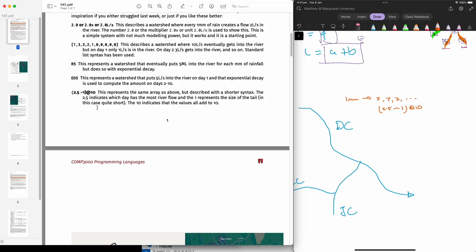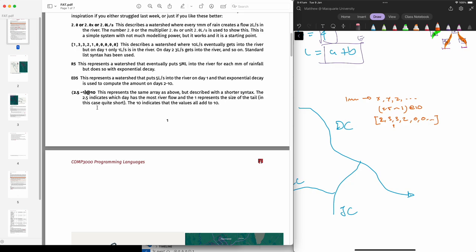An example of that is 2, 3, 3, 2, 0, 0, right? That's got the biggest number at 2.5. It's got a small spread of just 1, and the numbers all add up to 10.